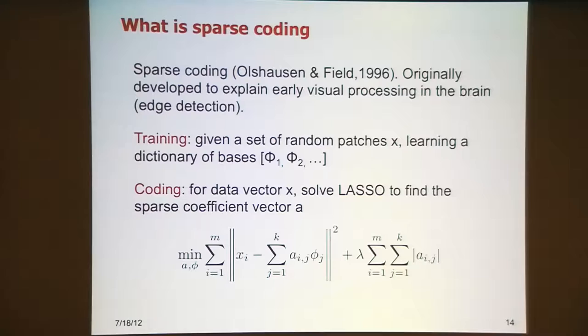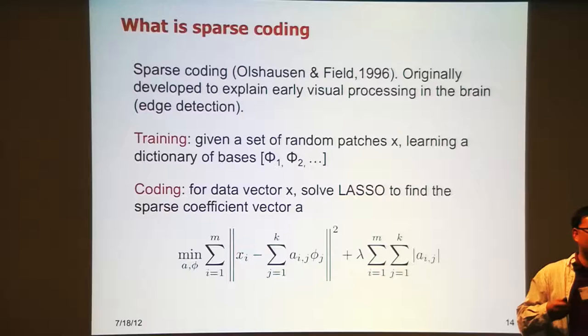Then sparse coding first learns a dictionary of bases from this training data. After learning the dictionary bases, you can do encoding. For each new data vector X, you can solve a mathematical programming problem to find the sparse code as a new representation of X. Here I use the vector A as the new representation of X. I use A because it stands for activations, the sparse activations of the model.